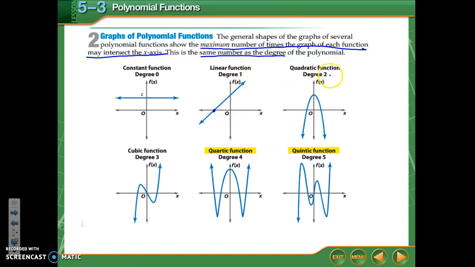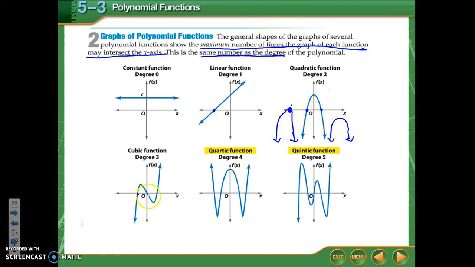A quadratic function has a degree of 2, and the maximum number of times it can cross the x-axis is 2. But remember, we know that parabolas can also cross 0 times, like if they're floating below, or if just the vertex touches. Whoops, that was bad. Pretend that just touches at that one point. We know that that could happen, but the most x-intercepts it could have would be 2.